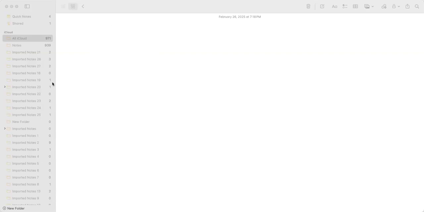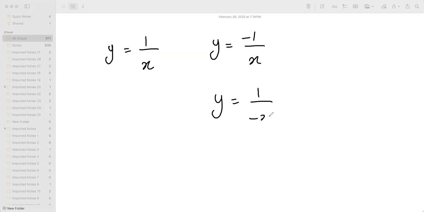Oh, okay. Good question. If the negative was in the numerator, then it would be a reflection on the x-axis, right? Yes, correct. So y will be equal to minus 1 by x. This is a reflection on the x-axis. Y will be equal to 1 by minus x will be a reflection on the y-axis. Okay.